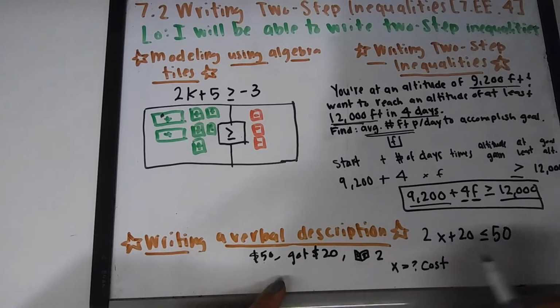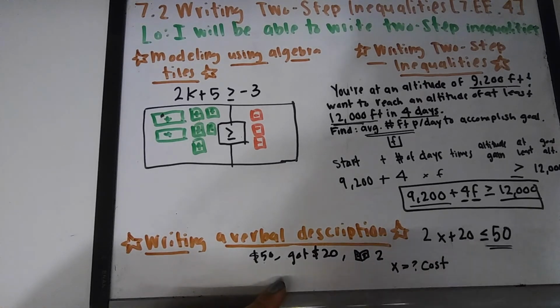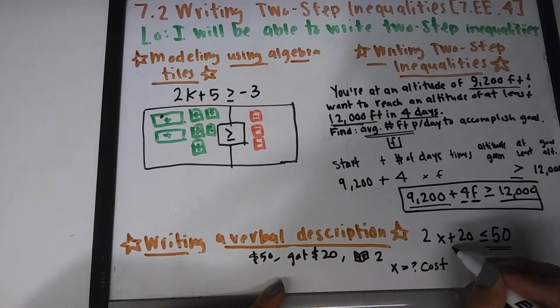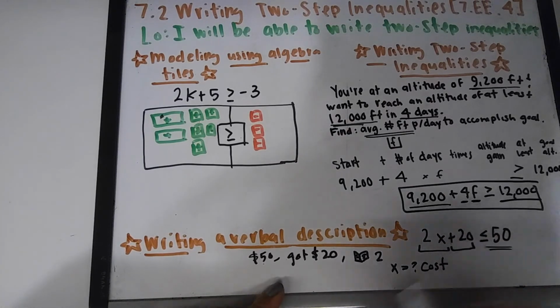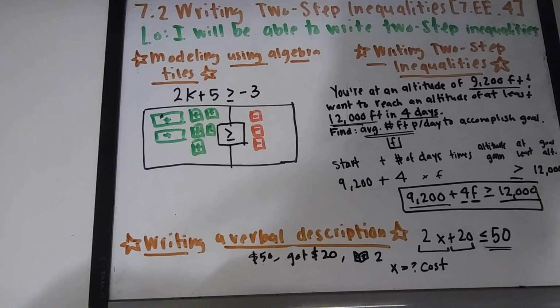So again, you have $50 to spend, and you go to the store and you already got something that costs $20, and then you want to buy 2 books. So what is the price of each one of those books, so that you spend $50 or less?